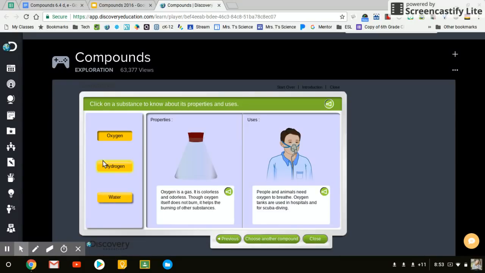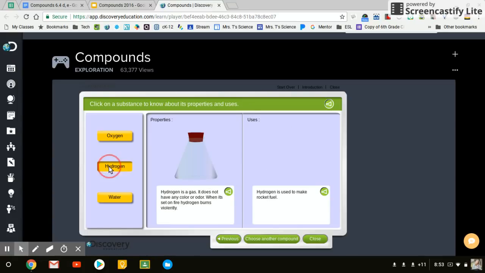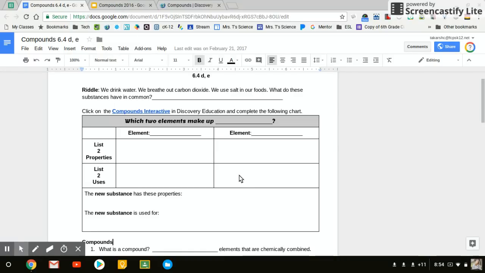After you have that done, we're going to take a look at hydrogen. Properties of hydrogen. Hydrogen is also a gas like oxygen. It does not have any color or odor. When it's set on fire, hydrogen burns violently. Uses. Hydrogen is used to make rocket fuel. So, if you look here, it asks for 2 uses. I know with hydrogen there was only 1, so if this is the case with the one that you choose, that's fine. Just write down as much as you can.